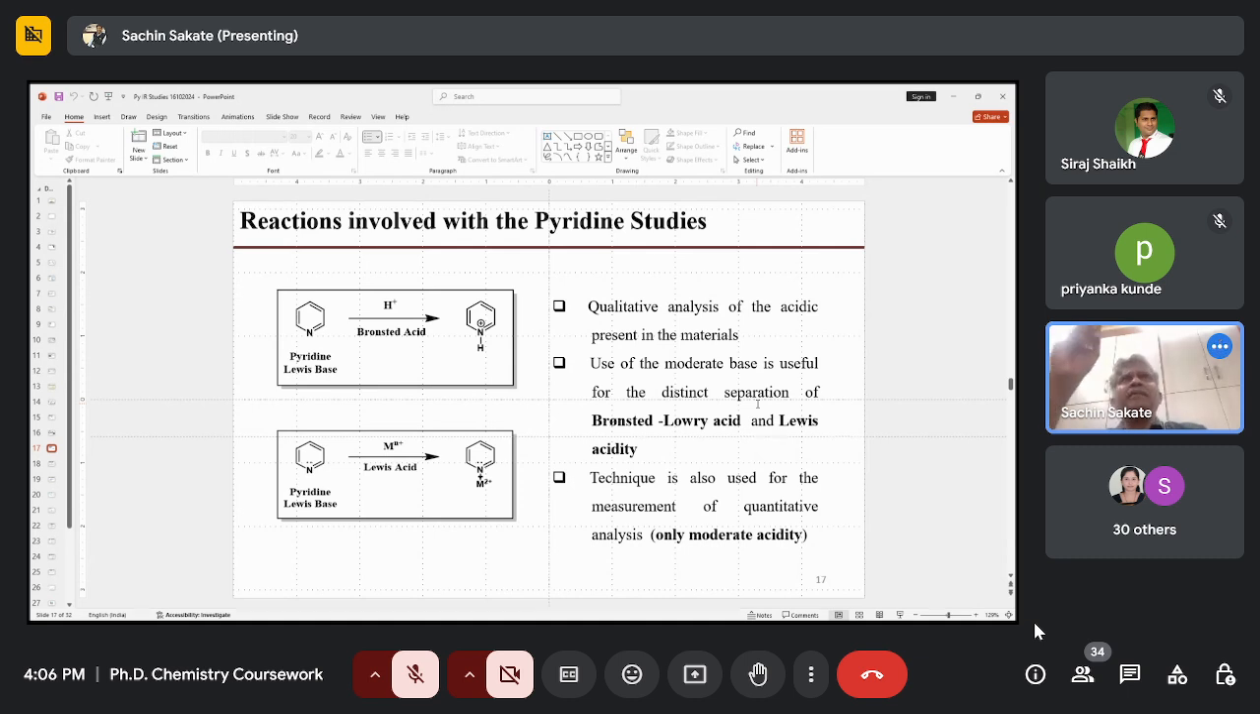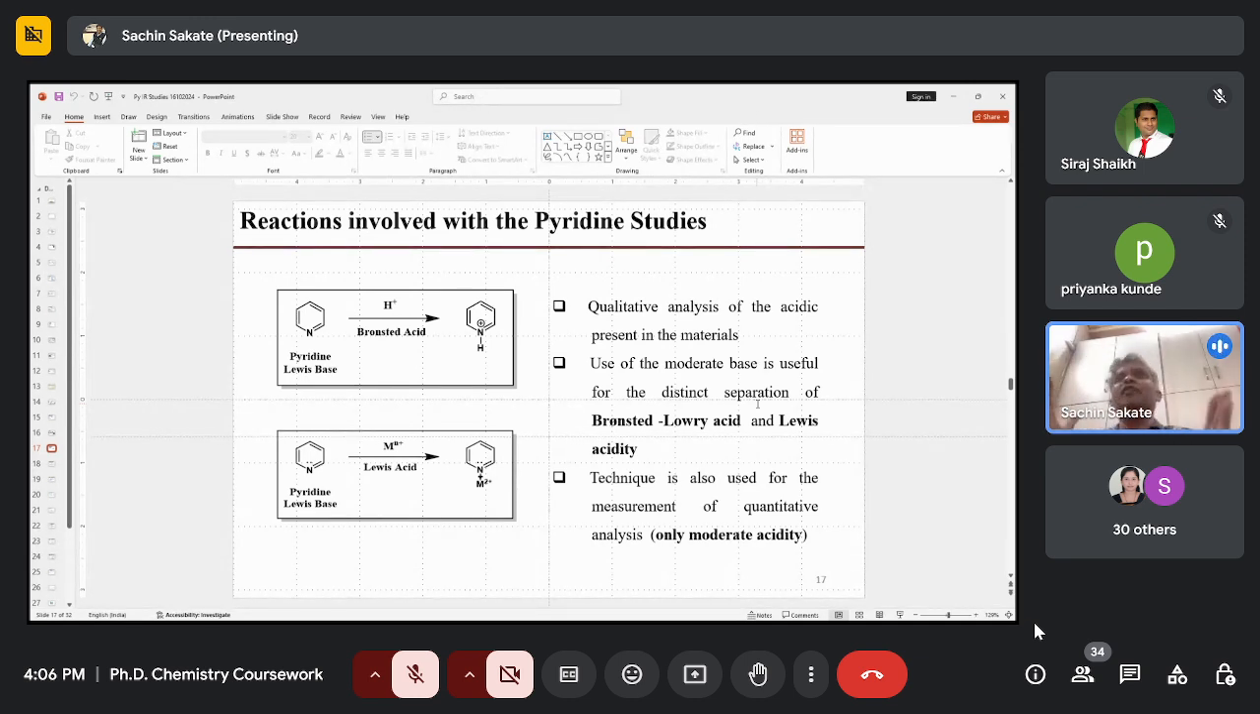What is the principle? Pyridine, when it comes in contact with Bronsted acid, forms the pyridinium ion. And that's what we want, actually. This is what we are expecting, pyridinium ion. And the other one is pyridine, when it comes in contact with Lewis acid, it gets an N-M bond, that is nitrogen to metal bond. See, it is a qualitative analysis. Basically, it's a qualitative analysis.